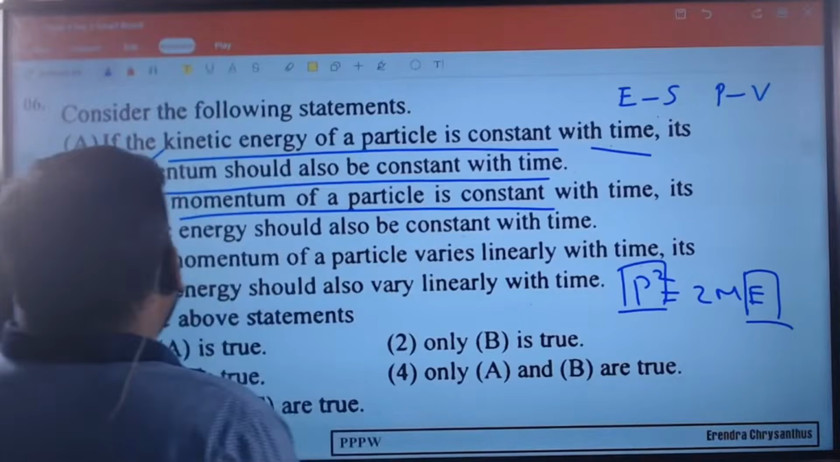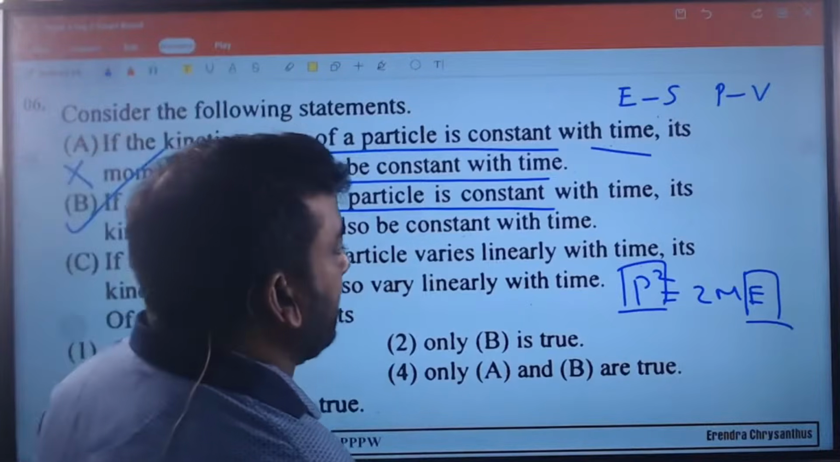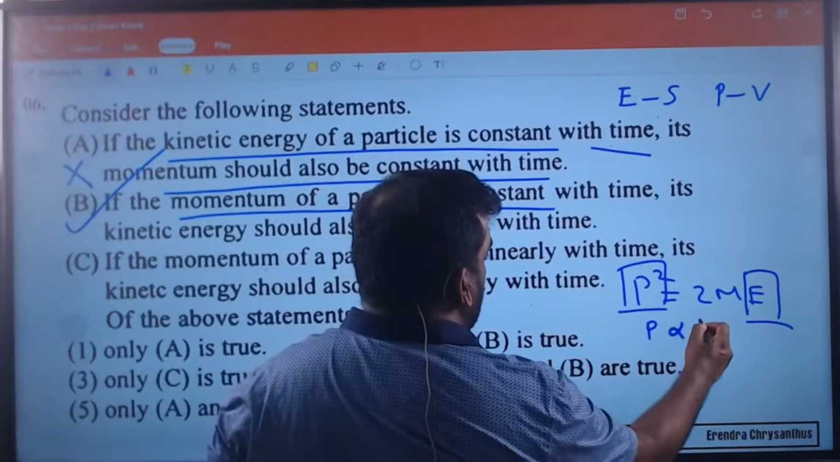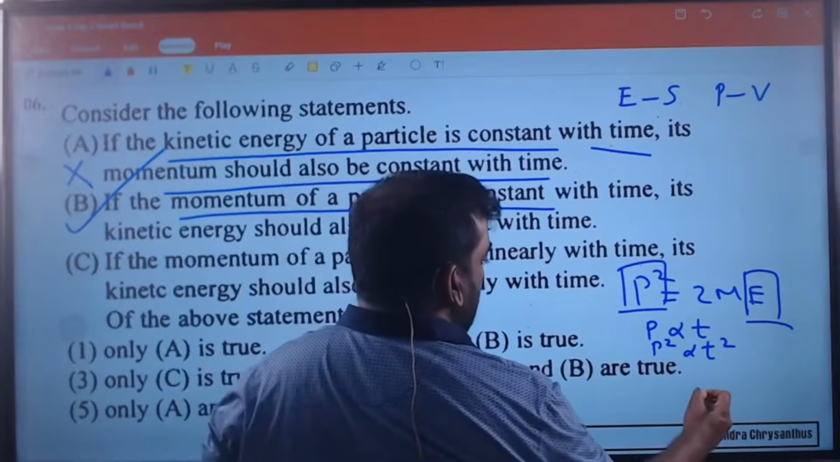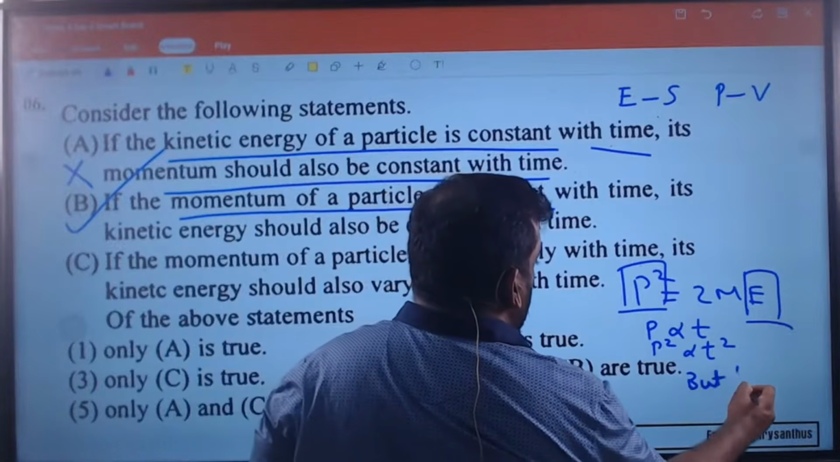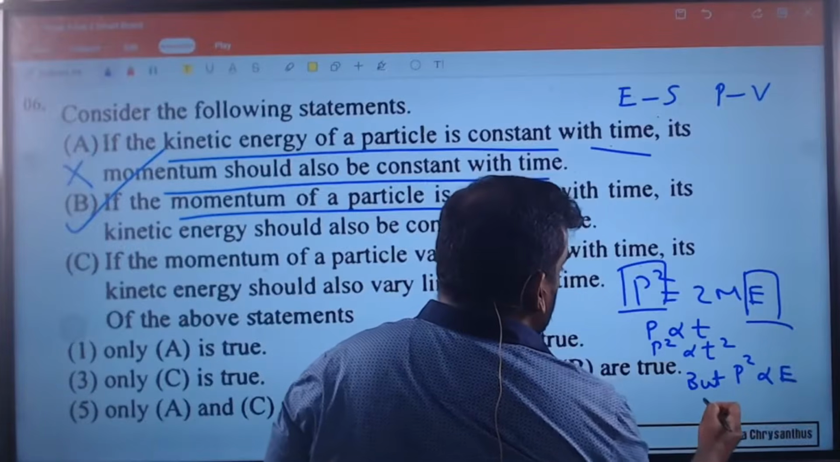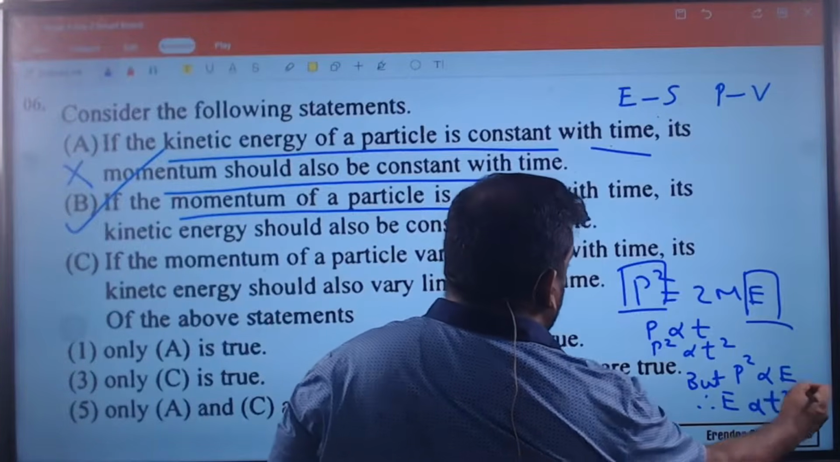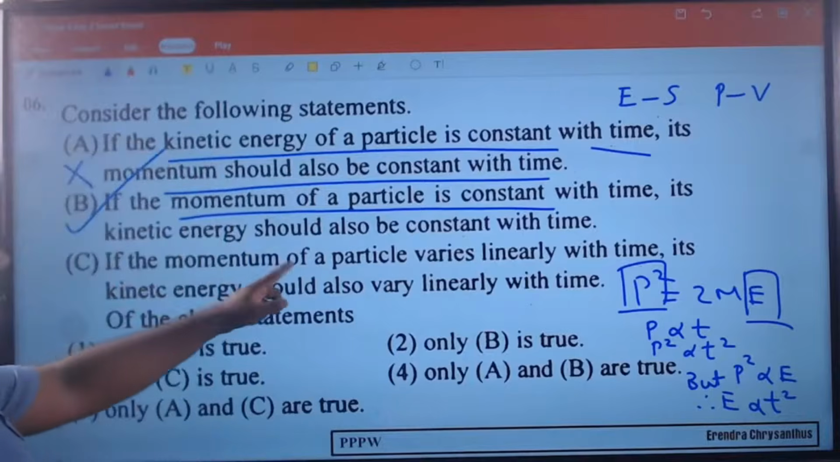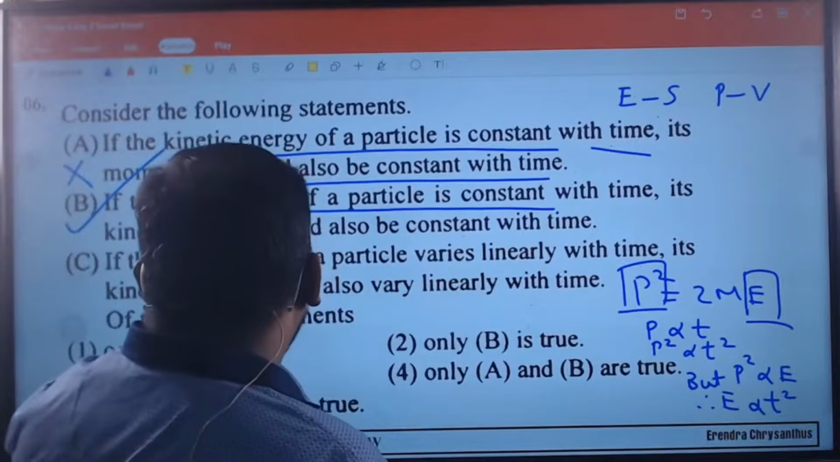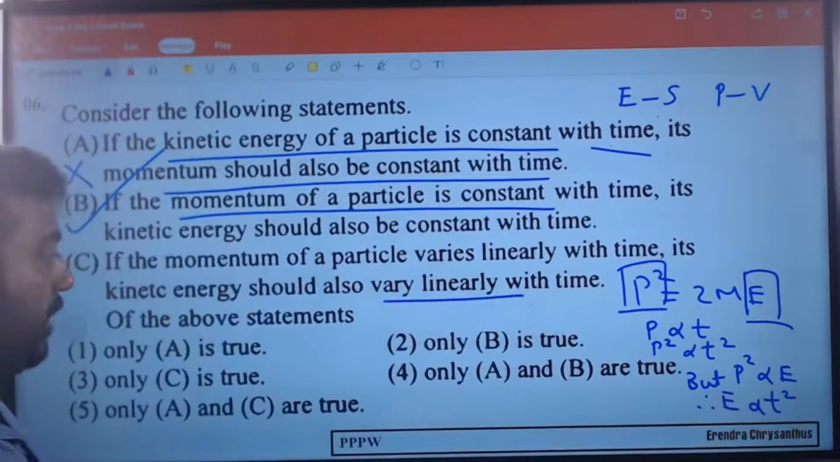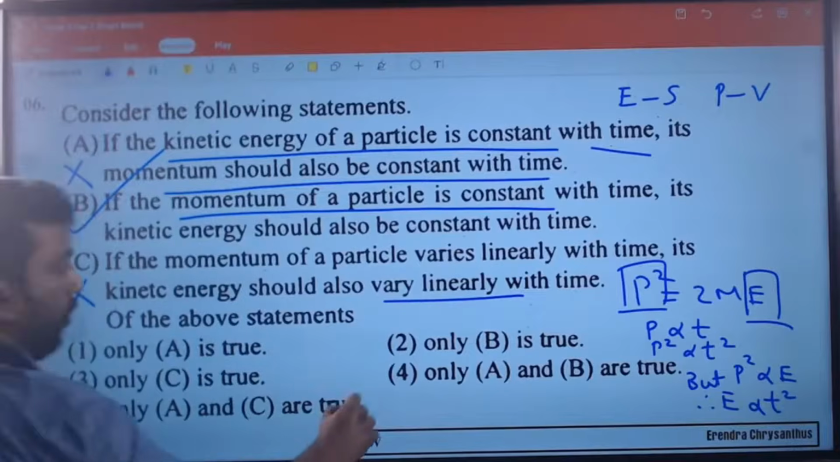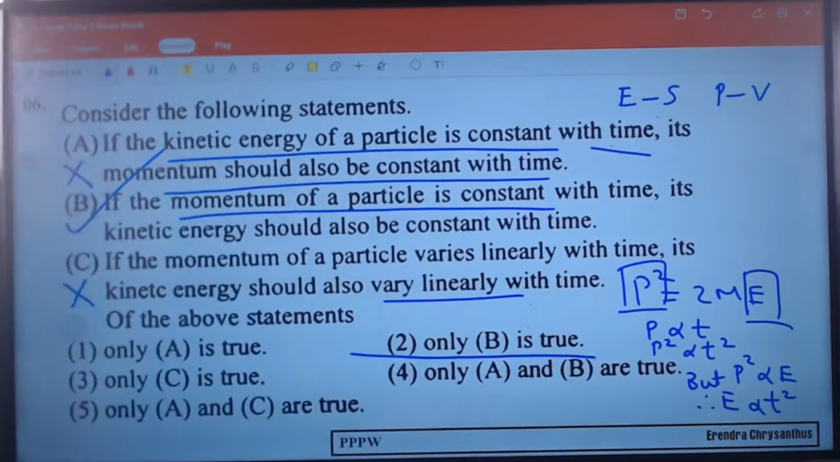If the momentum of the particle varies linearly with time, then P squared is proportional to t squared. But all of you know P squared is proportional to E. Therefore, kinetic energy is also proportional to t squared. So the statement that kinetic energy should also vary linearly with time is wrong. It's varying non-linearly with time. C is also wrong. Only B is correct. Answer number 2.